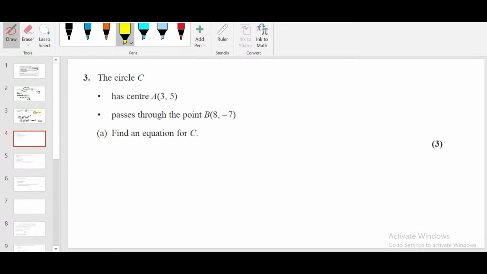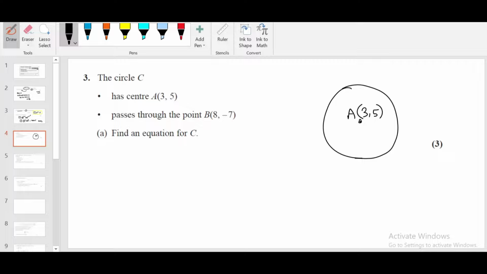Question 3 now. The circle has center 3, 5, center A, and passes through a point B, which is 8, negative 7. Find the equation of the circle C. To find the equation, you need center and radius. Radius is basically the distance between these two.